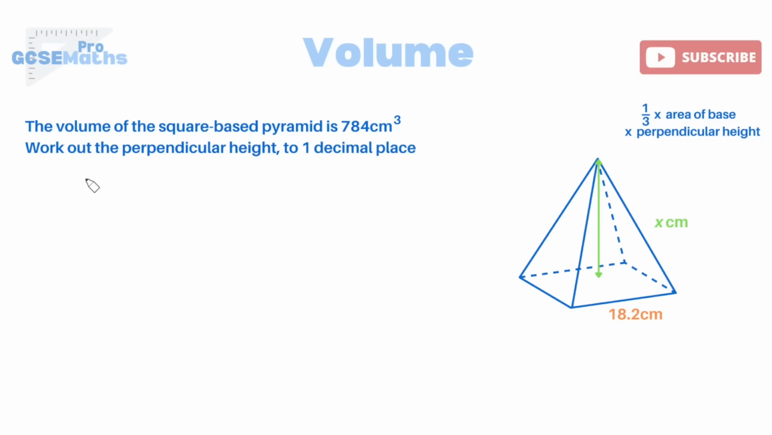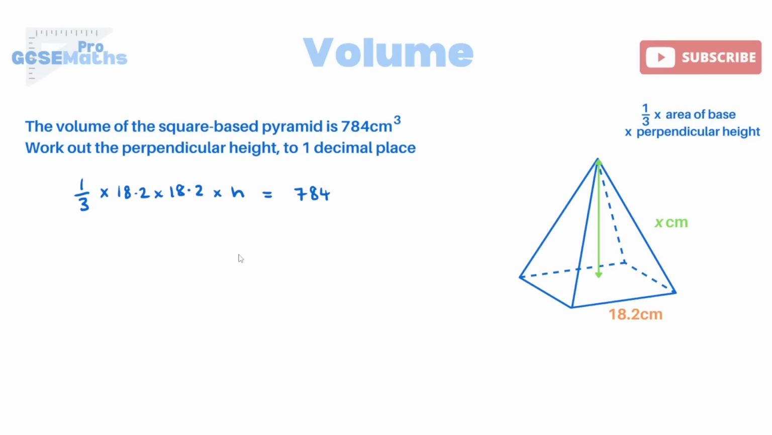So let's use our formula as we did before. We've got 1/3 times the area of the base. It's square, so I can work that out: 18.2 squared, or 18.2 times 18.2, multiplied by the height, which I don't know currently, so I'll just put h. Then I can put it equal to 784 because I know that's the volume. Do you see how now I've got an equation where the only letter I don't know is the height, and that is the thing I want to find out?